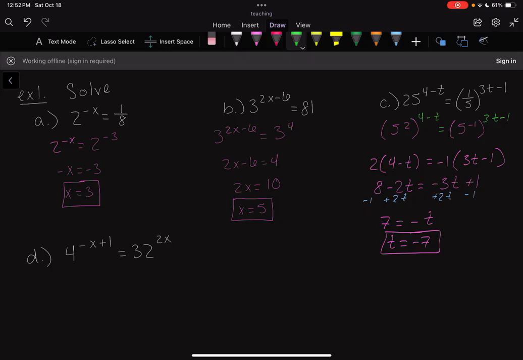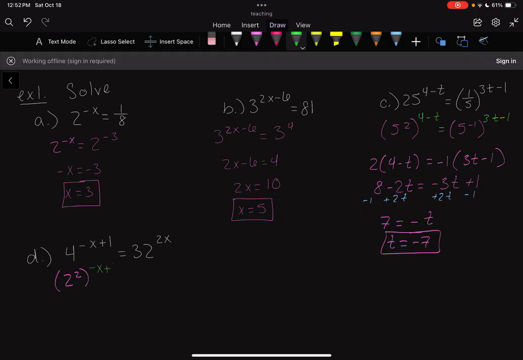So in all the other ones, the base you need to get to is like already written, right? So like for A, 2 is my base. 3 is my base for B. 5 is my base for C. For this one, you might want to try 4, but you can't do 4 to the anything to get 32. Not easily, at least. What we do instead is 4 can be written as 2 squared.